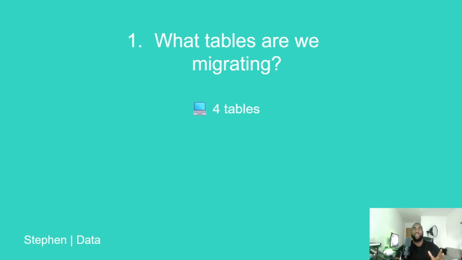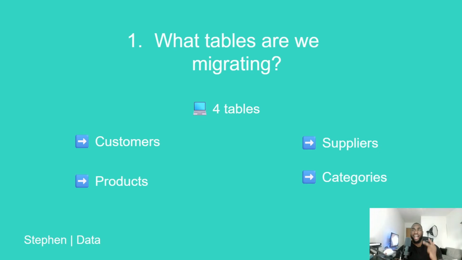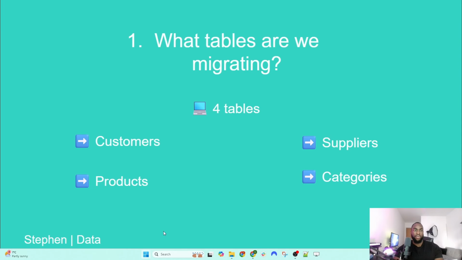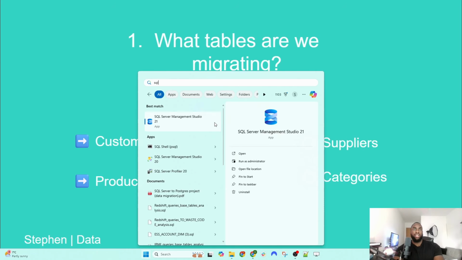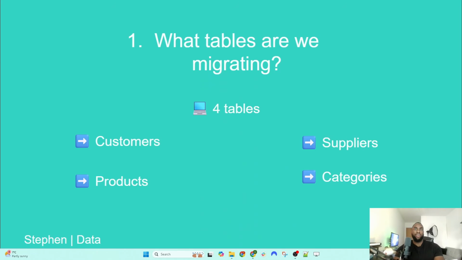So in short, we have 4 tables that are in SQL Server that need to be moved into PostgreSQL, right? We have customers, suppliers, products, and categories. So in fact, I think it's actually best for me to show you what those tables look like. So let me actually open up SQL Server for you. So I'm going to go into my search and just type in SQL Server Management Studio.